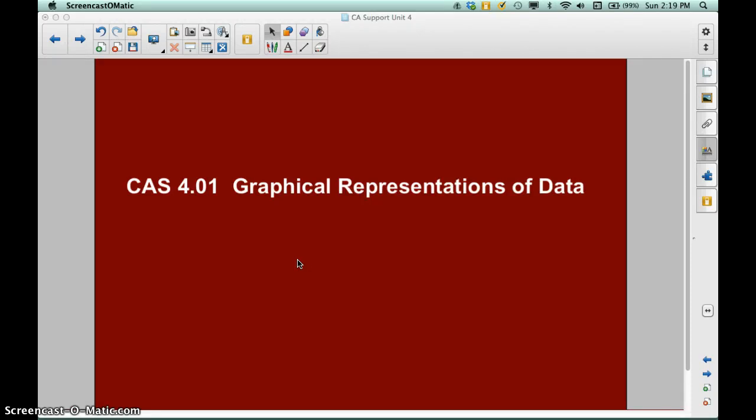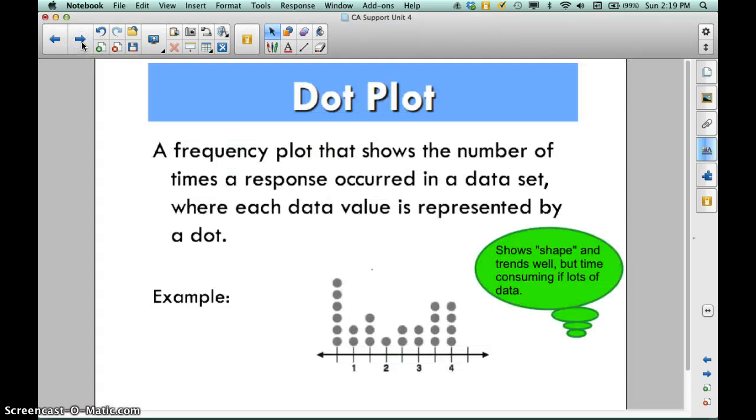This video is on graphical representations of data. The first type of statistic graph we're going to look at is called a dot plot. This is a frequency plot, and it's called that because it shows how many times a response occurs in a data set. Each data value is represented by a dot.